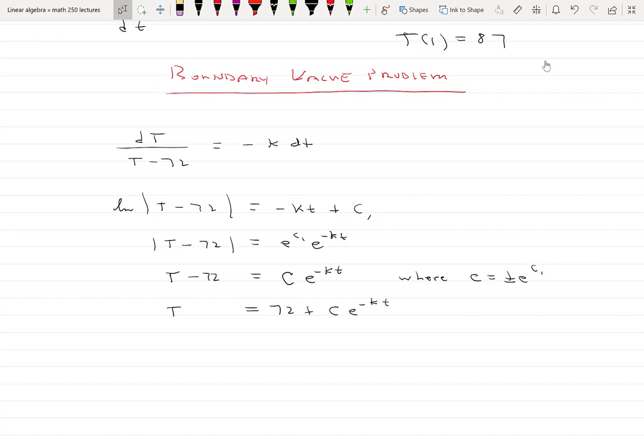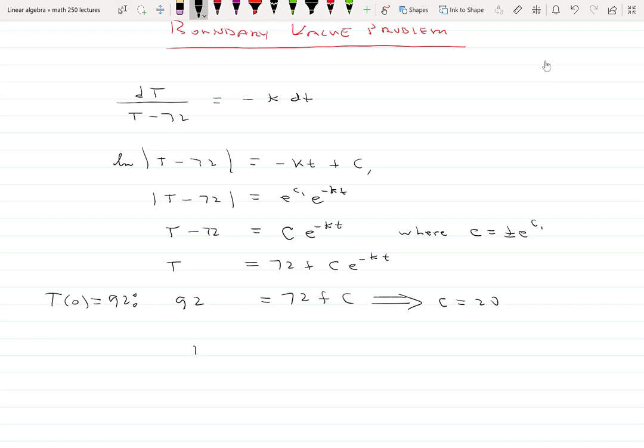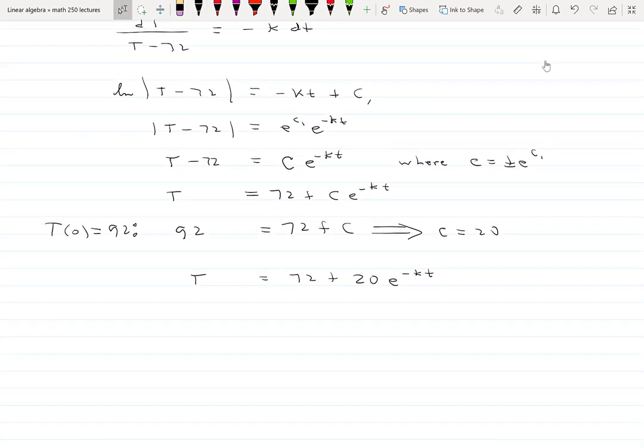So the first thing I'm going to do is use the initial condition. T of 0 equals 92. That implies that 92 should equal 72 plus C. That means my constant C should equal 20. So that tells me that T then equals 72 plus 20 e to the negative kt. Now apply the second condition, T of 1 hour later is 87. So 87 equals 72 plus, a little more complicated, 20 e to the negative k.